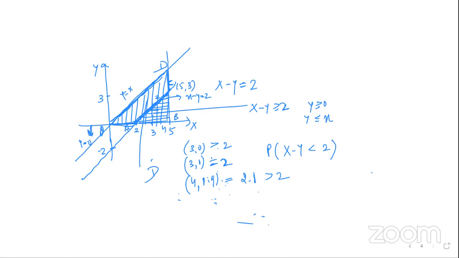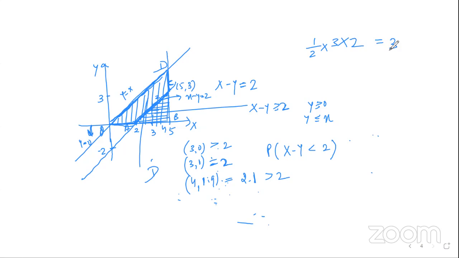No, I didn't get that. Then finding the area of ABC is very easy, ma'am: 1 by 2 into 3 into 2. So what is the area? Half into base into height. What is the base? It is 3. And what is the height? It is 2. So this comes out to be 3.